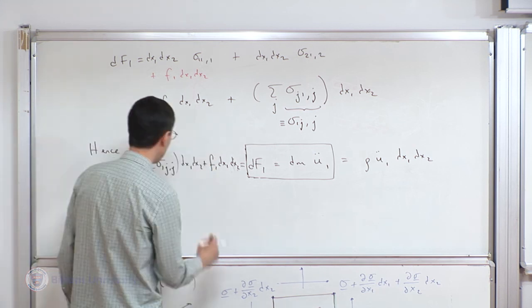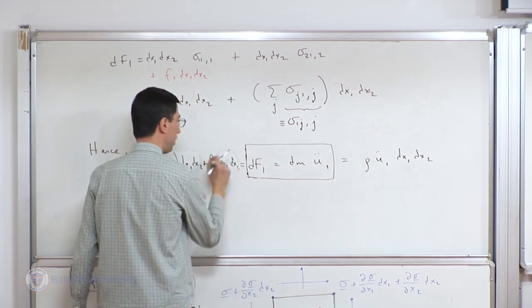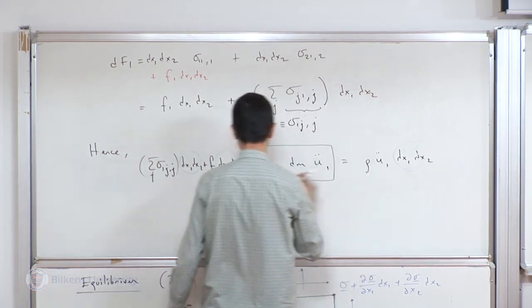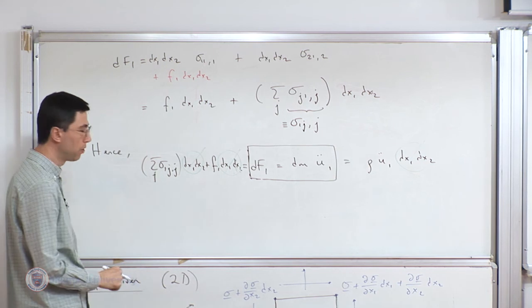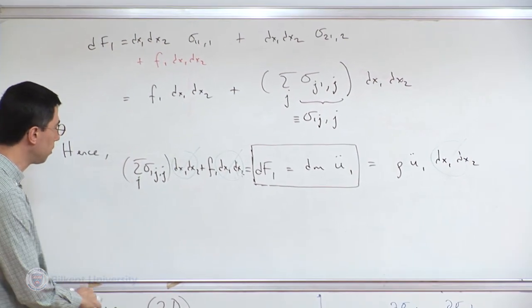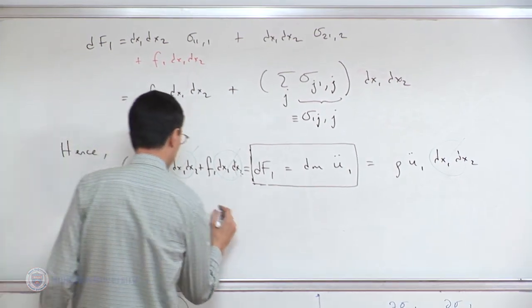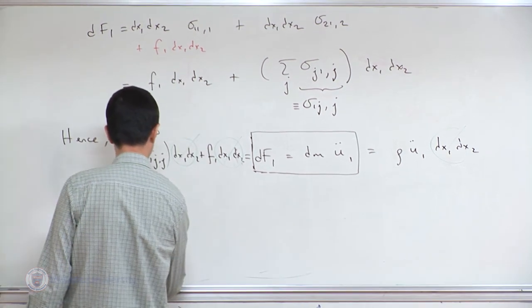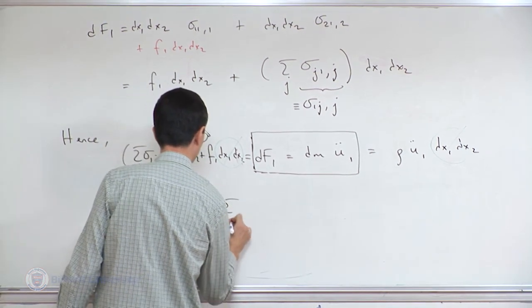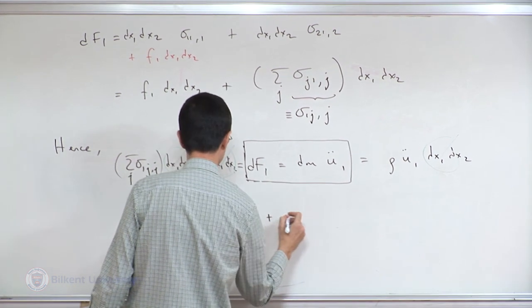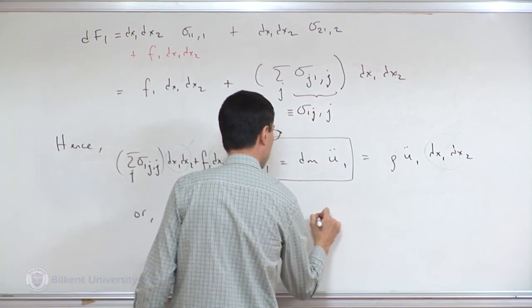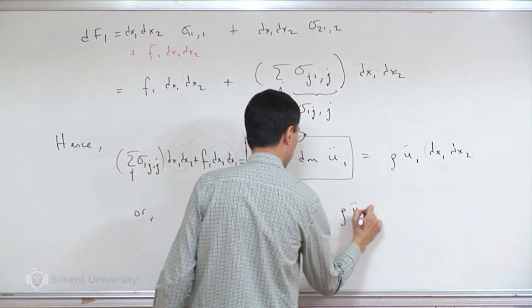And of course, these dx1 and dx2 terms appear everywhere, so I can get rid of those. In other words, this thing is arbitrarily small. So then I end up with sum over j, sigma 1j comma j plus f1 is equal to rho u double dot 1.